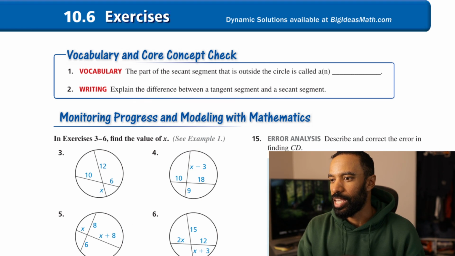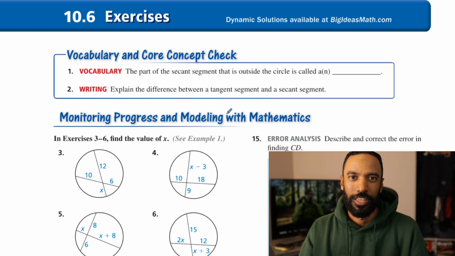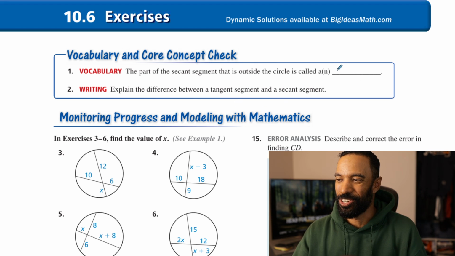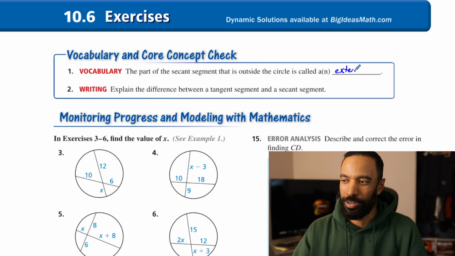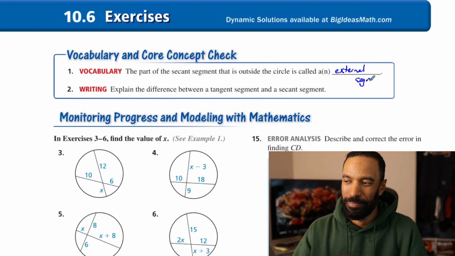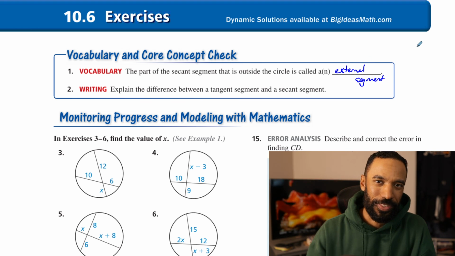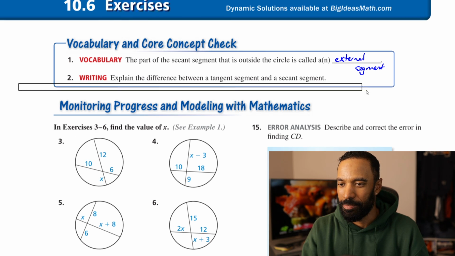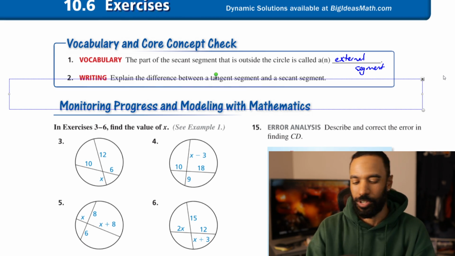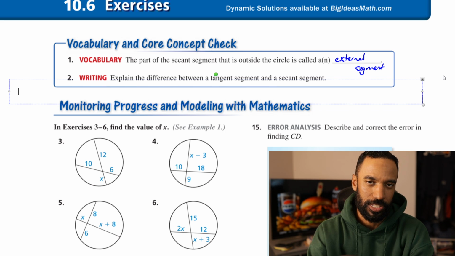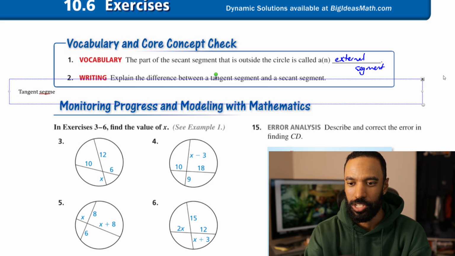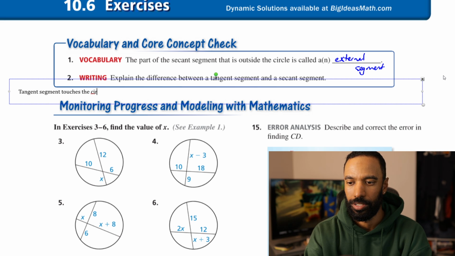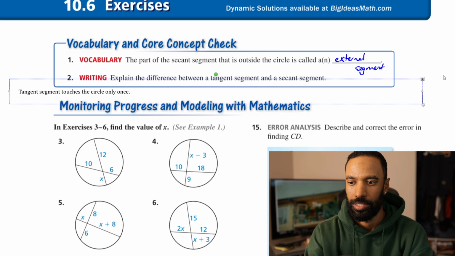The part of the secant segment that is outside the circle is called an external segment. That's not important to me because I just call it the outside. The whole thing is called the whole, not a secant segment. Explain the difference between a tangent segment and a secant segment. A tangent segment touches the circle once, a secant segment touches the circle twice. There's probably more that we can say, but that's the tangent secant thing in a nutshell.